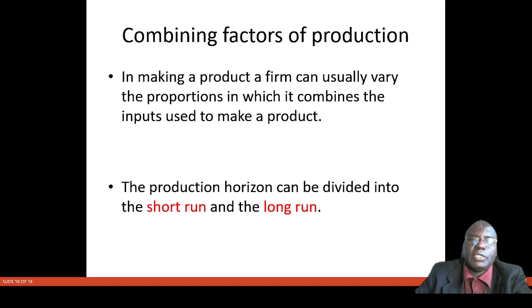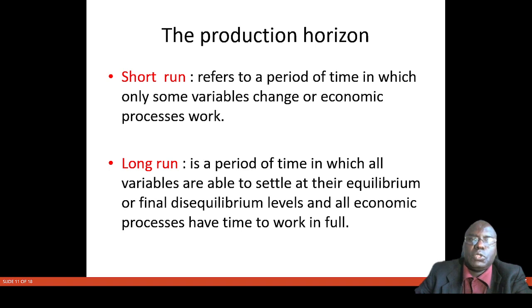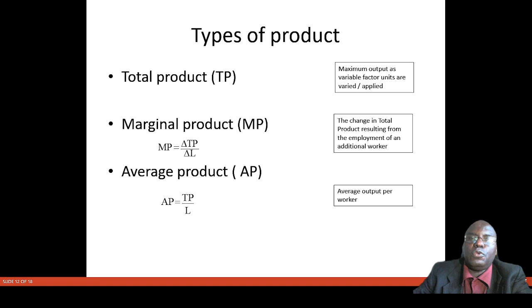Combining factors of production. In making a product, a firm can usually vary the proportions in which it combines the inputs used to make a product. The production horizon can be divided into the short run and the long run. So, the short run refers to a period of time in which only some variables change or economic processes work. The long run is a period of time in which all the variables are able to settle at their equilibrium or final disequilibrium levels, and all economic processes have time to work in full.